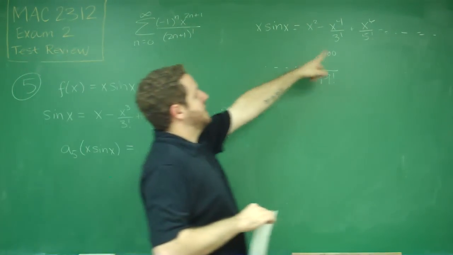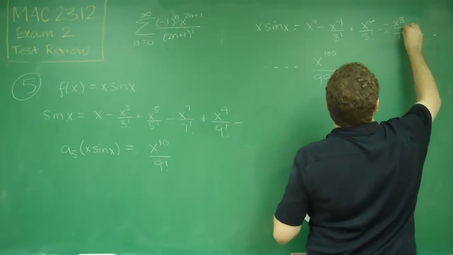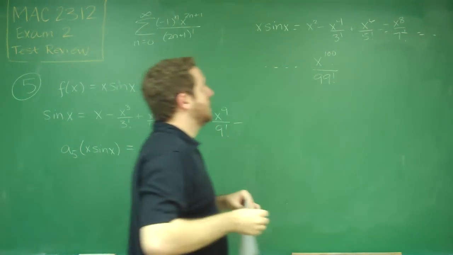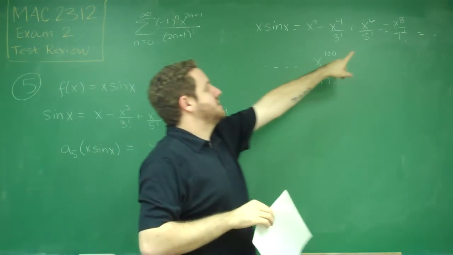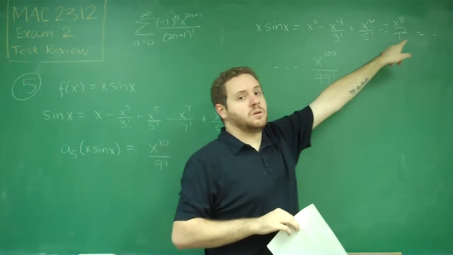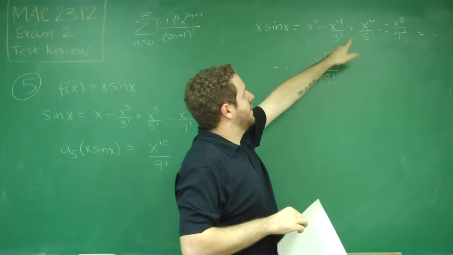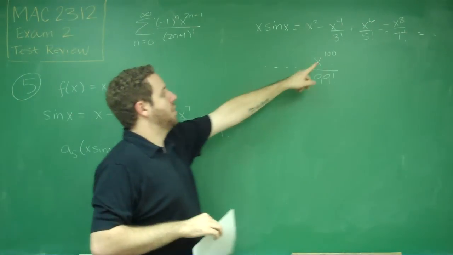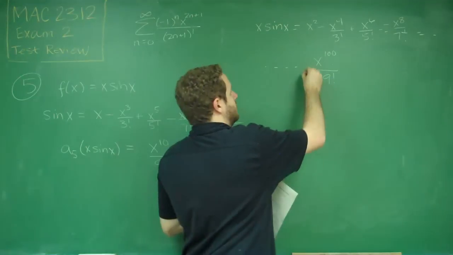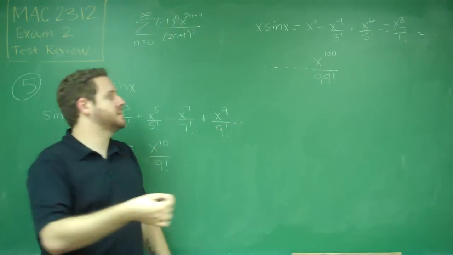Well, if you notice, the next term here would be minus x to the 8th over 7 factorial, etc. So you can see that all the x's that have powers that are multiples of 4 are negatives, and the evens that are not multiples of 4 have positives. 100 is a multiple of 4, so that's going to be negative. So let's write out the next couple.